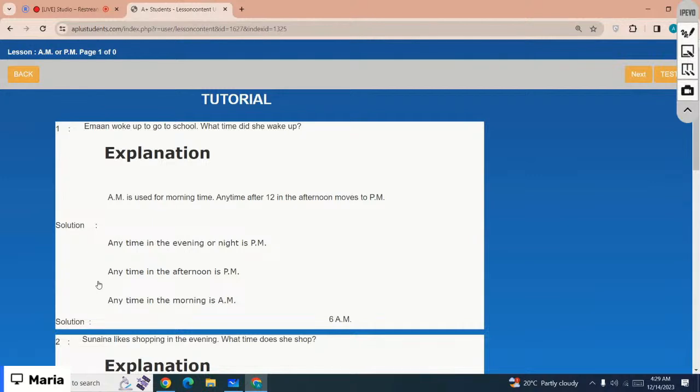Okay, Iman woke up to go to school. What time did she wake up? Usually we wake up in the morning, right? So in the morning before 12, it is AM, right? That means she woke up at 6 a.m., right?